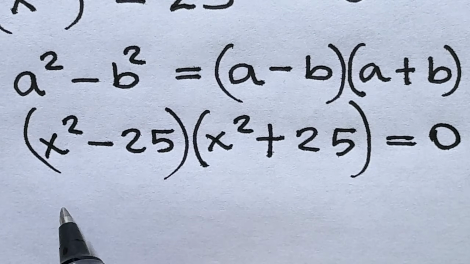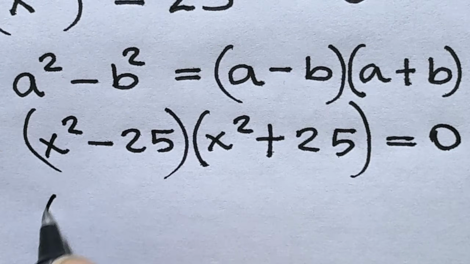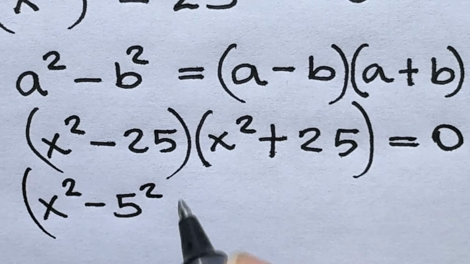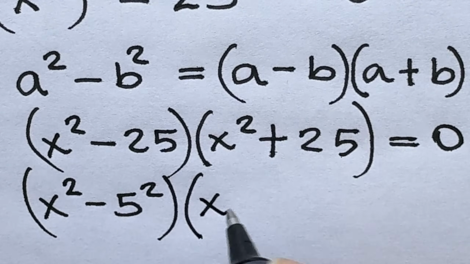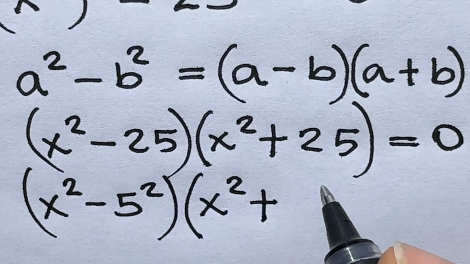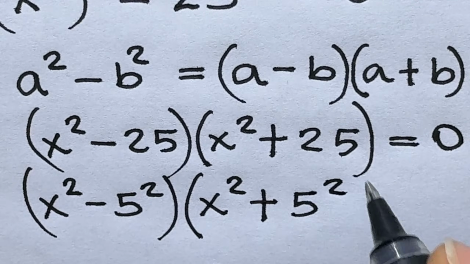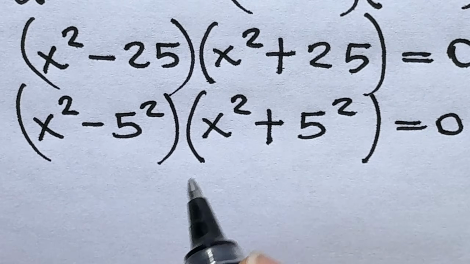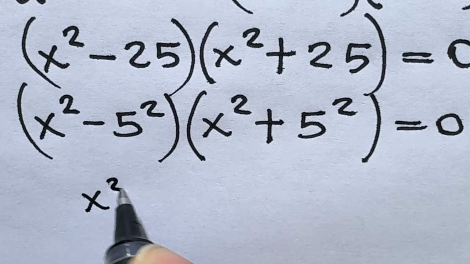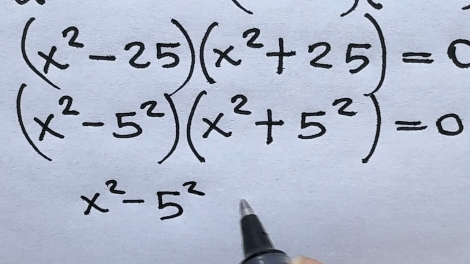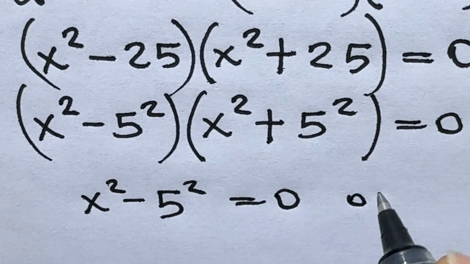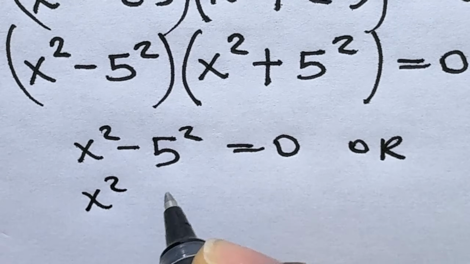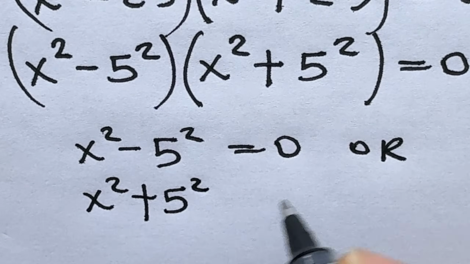Here I can express 25 as 5 squared, so I have x raised to power 2 minus 5 raised to power 2 into x raised to power 2 plus 5 raised to power 2 is equal to 0. And then we can say either x squared minus 5 squared is equal to 0, or x squared plus 5 squared is equal to 0.